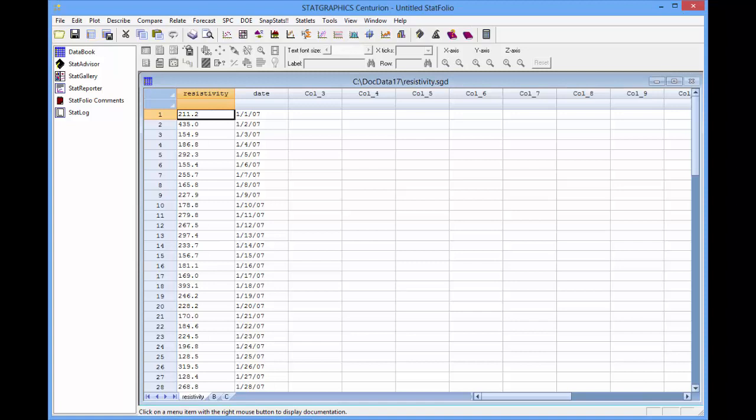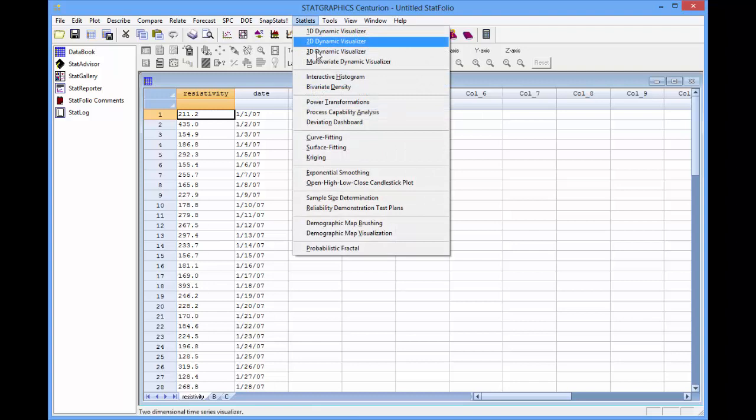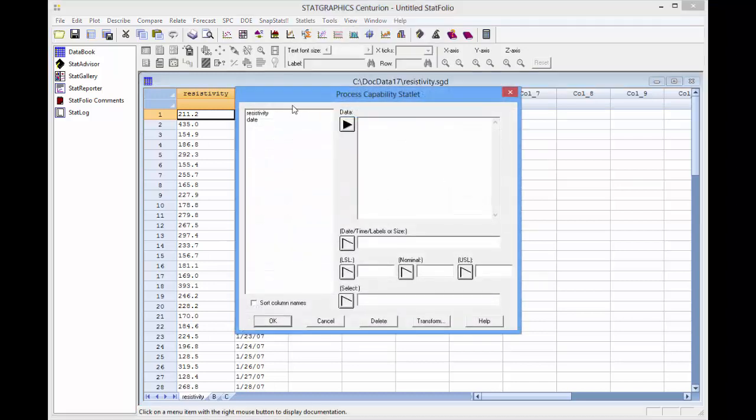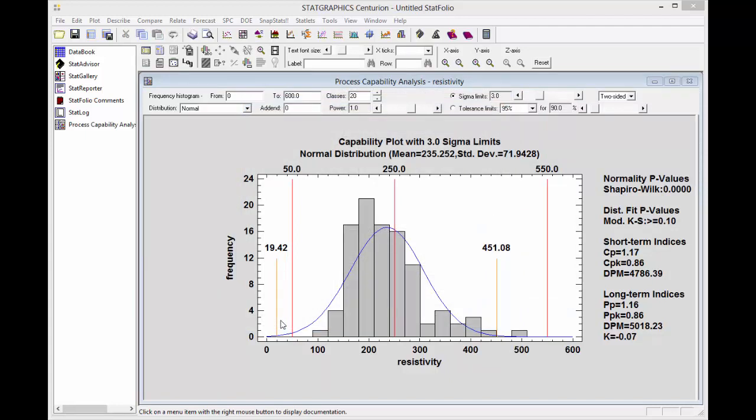To do a process capability analysis, I'll go to the top menu and select Statlets, Process Capability Analysis. Resistivity contains the data to be analyzed. Date identifies when the measurements were taken. The lower specification limit is 50. The nominal or target value is 250, and the upper specification limit is 550. When I press OK, the window will open up and a lot of interesting information will be displayed.